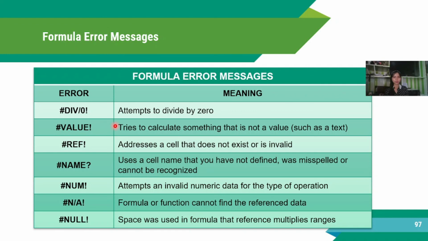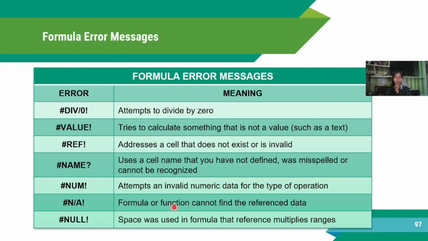#VALUE! exclamation. Next, #REF!: this addresses a cell that doesn't exist or is invalid. So check your cell address or cell reference, maybe it was typed wrongly. Alright. So #NAME?: a cell name that you have not defined or have misspelled. It cannot be recognized. #NUM!: at times an invalid numeric data or data for the type of operation. So the numeric data is invalid.